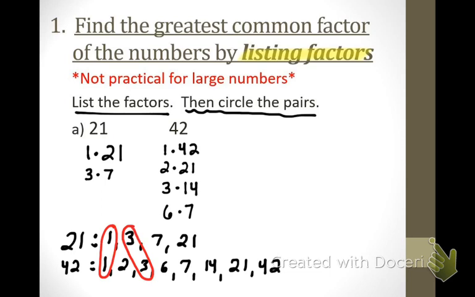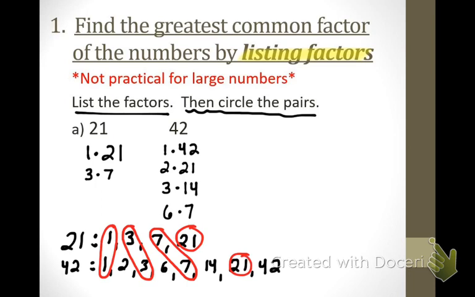Anything else? Shikari? 7. So let's circle 7 and 7. Are there any other numbers that they share? Gabby? 21. All right. Now those ones are kind of far away. You can circle 21 and 21 like that if you want, or you can connect it.